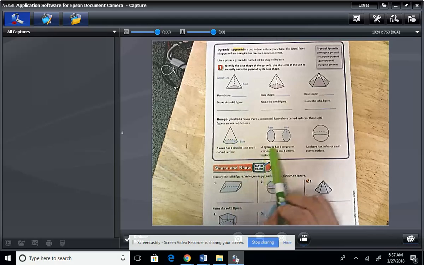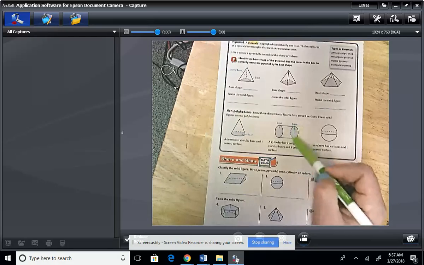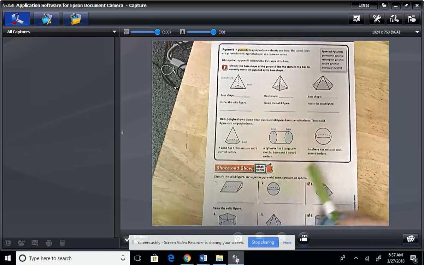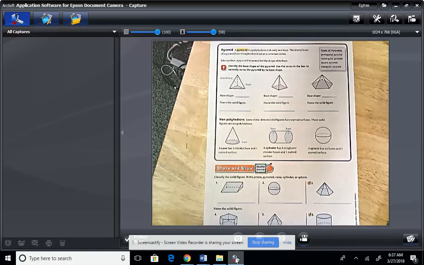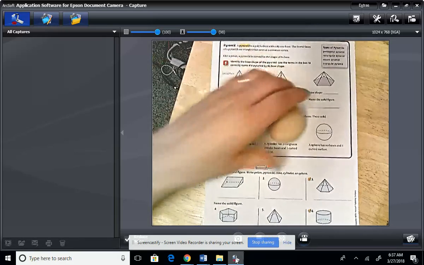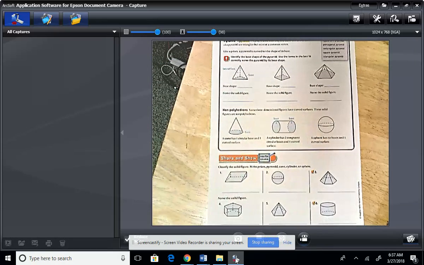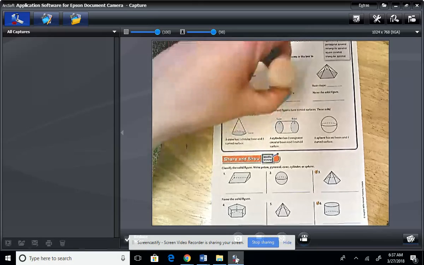A cylinder has two congruent circular bases, and it's curved. It can roll. A sphere has no base and one curved surface. So we do have a sphere in here, and it has nothing, no base to sit on whatsoever. My cylinder has two bases, but it can roll.